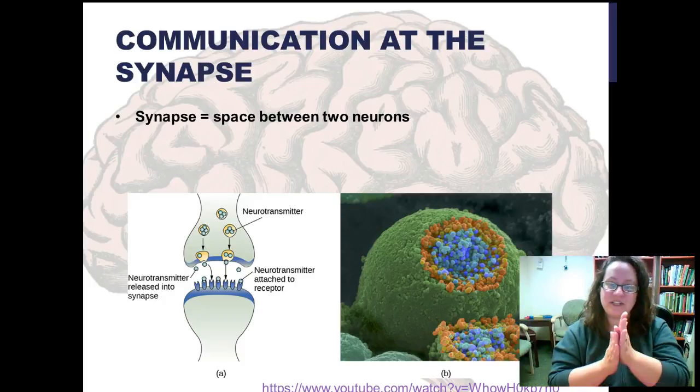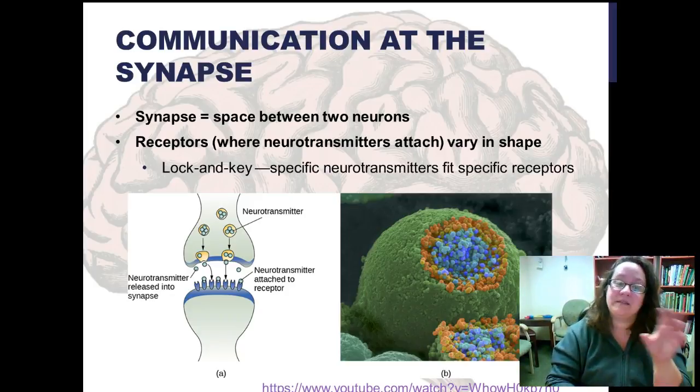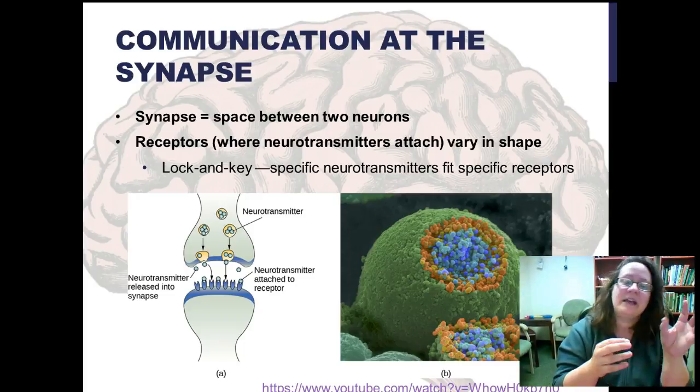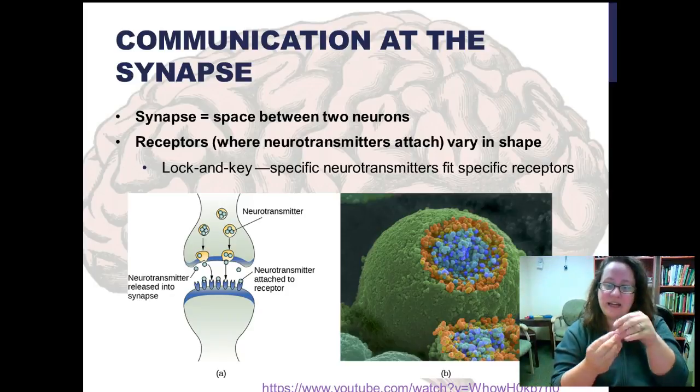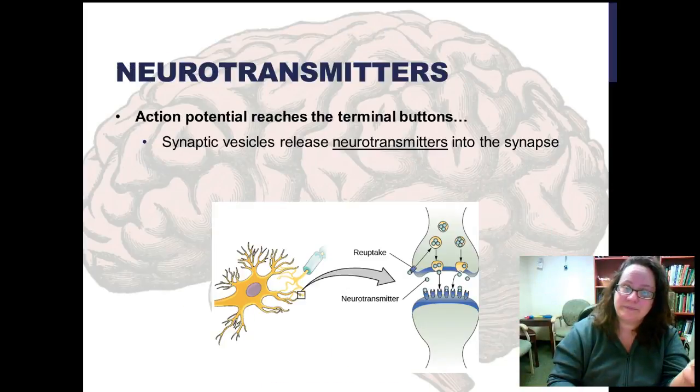So the synapse is really just this tiny, tiny, tiny space, so much slimmer than even one human hair, between two neurons. And here we see each of these neurons will have receptors, and so then we have neurotransmitters, which we talked about. Dopamine was the one we talked about the most, but neurotransmitters such as dopamine fit into certain receptors, this lock and key relationship. So the dopamine will be the lock, and it's going to fit into the key of a certain receptor.